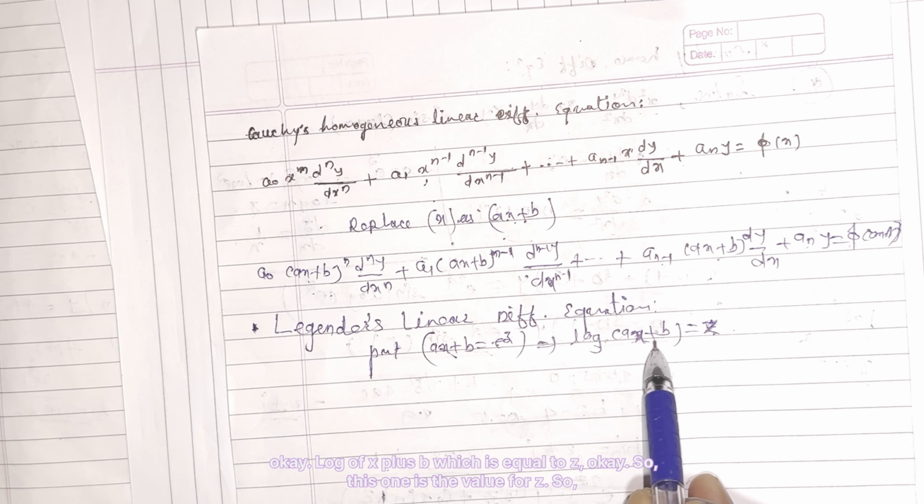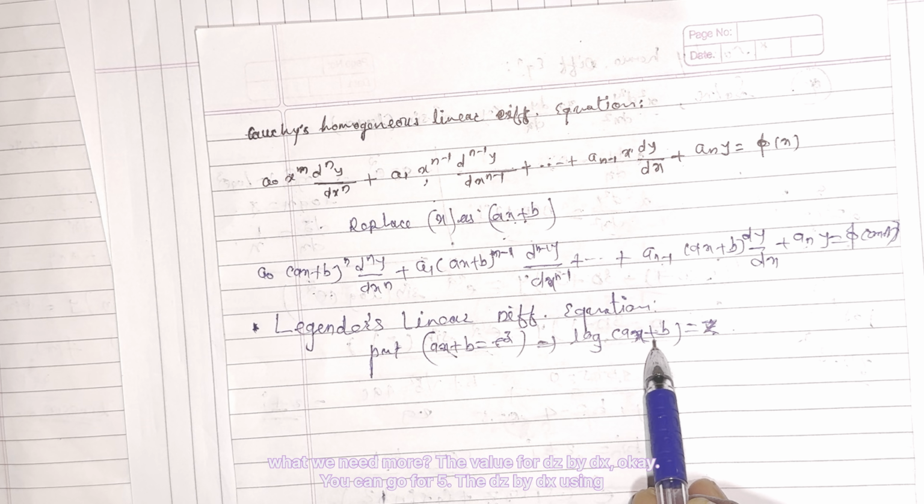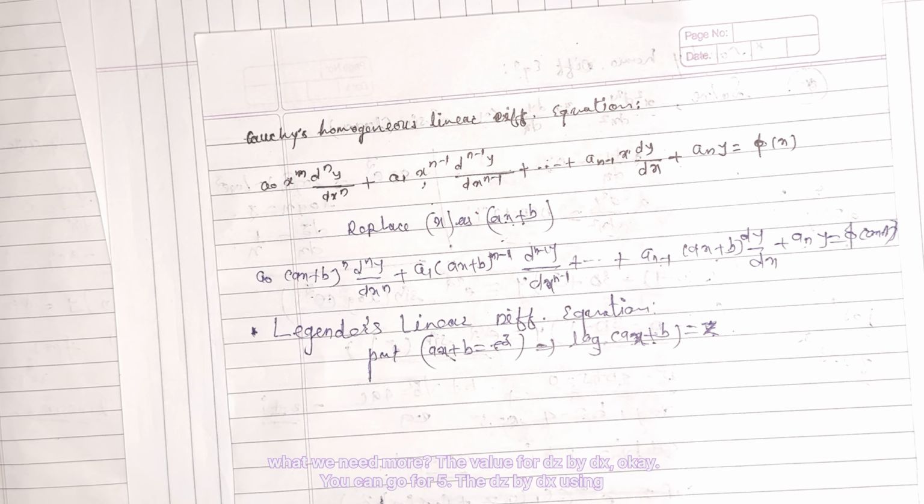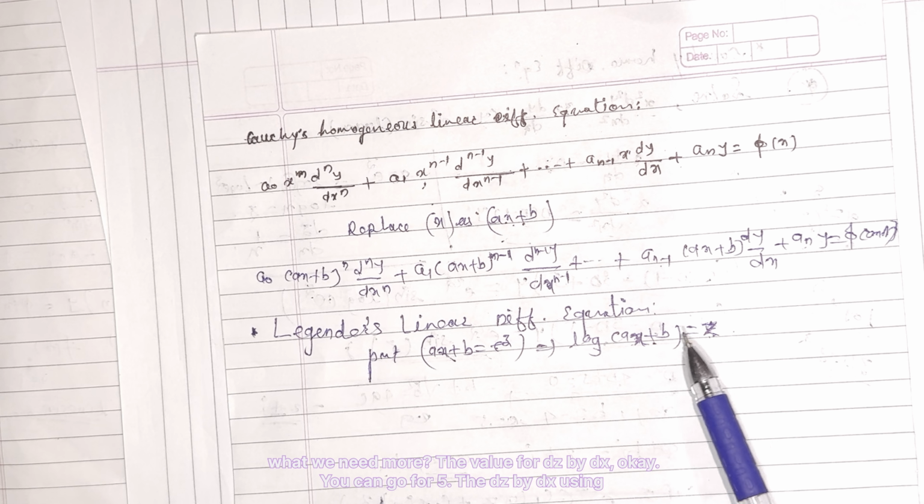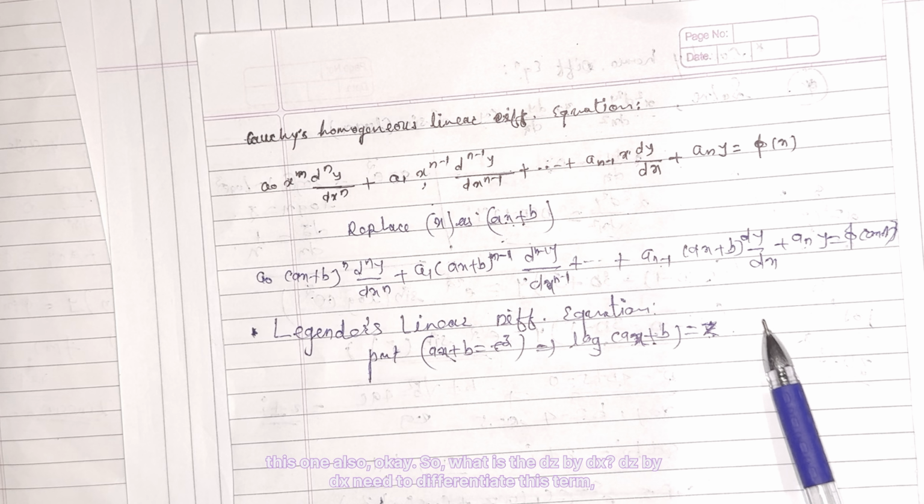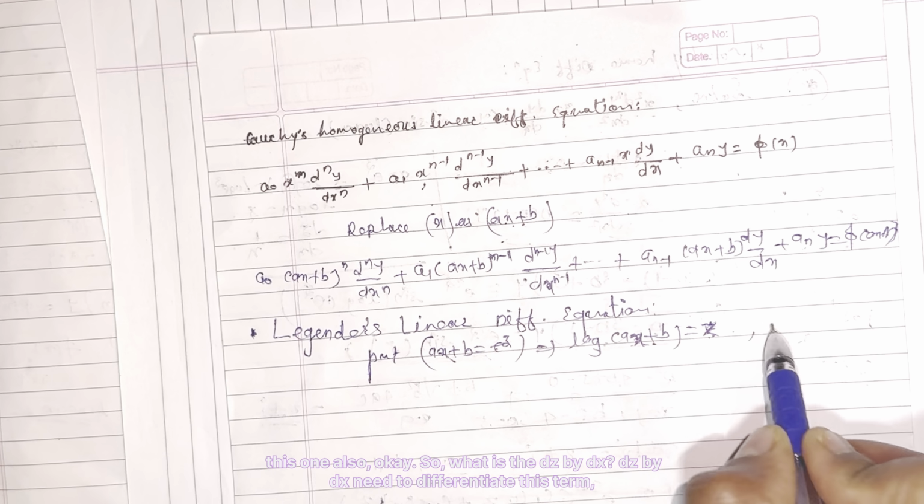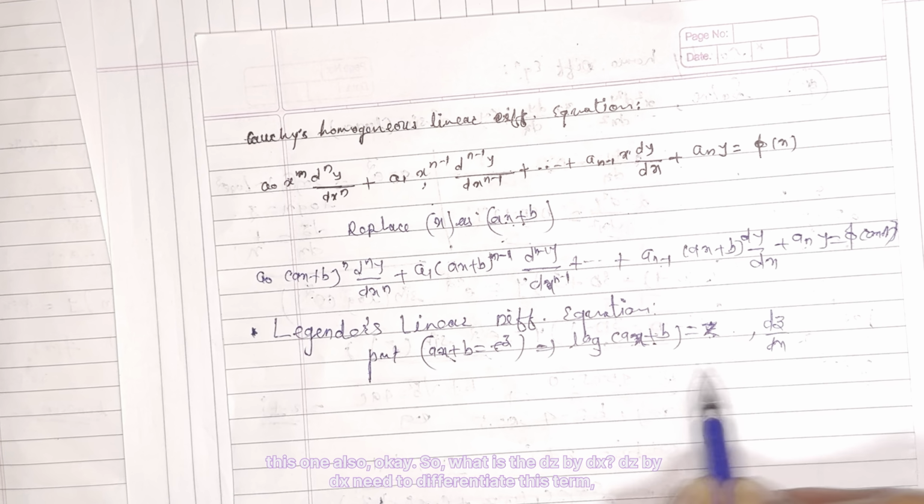Okay, so this one is the value for z. So what do we need more? The value for dz by dx. You can go for finding the dz by dx using this one also. So what is the dz by dx? For dz by dx, we need to differentiate this term.